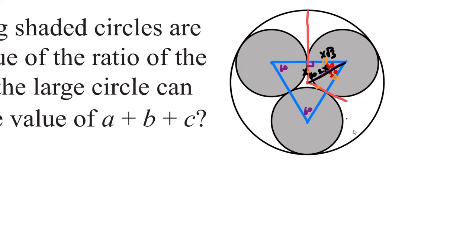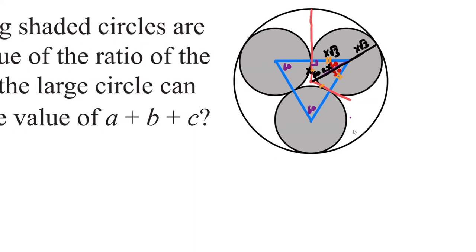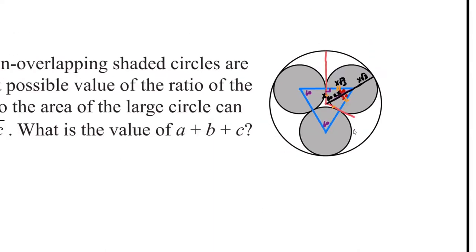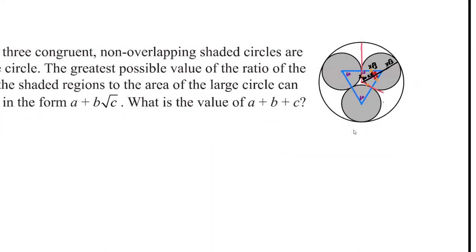And why is this important? Because if I extend the radius to the tangent point, I know the radius of the smaller one was x root 3, so this is going to be also x root 3. And now we are almost there. We need to find the area ratio of the sum of those three smaller circles, where the radius is just x root 3. So let's go ahead and do that.